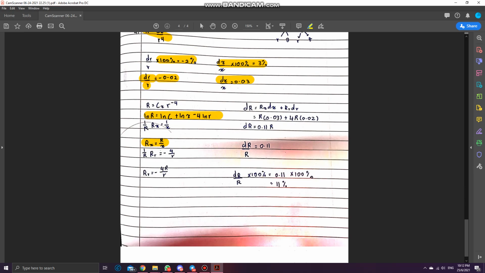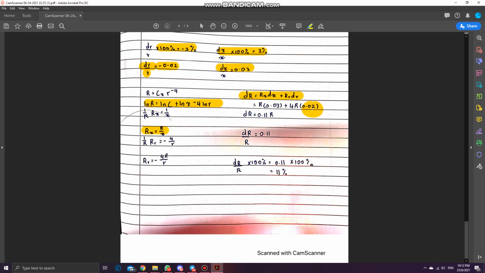So we need to find dr is equal to r_x dx plus r_r dr. So we substitute the value of dx here, we already have 0.03, and dr we already have 0.02, and then r_r is 4r, and then we will get dr is equal to 0.11r. So dr over r we will get 0.11. To find the percentage, we need to multiply dr over r by 100%, which is 0.11 times 100, we will get 11%.